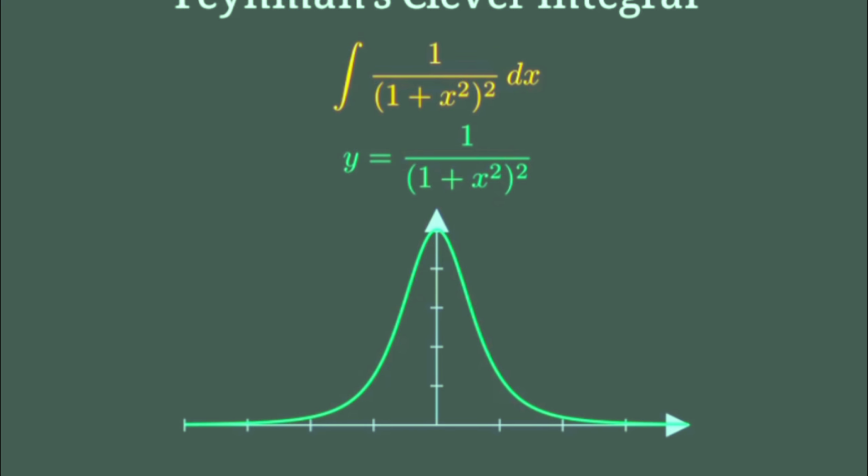The function 1 over the quantity 1 plus x squared, all squared, is positive and quickly shrinks to 0 as x moves away from 0. Here's a graph of that curve.